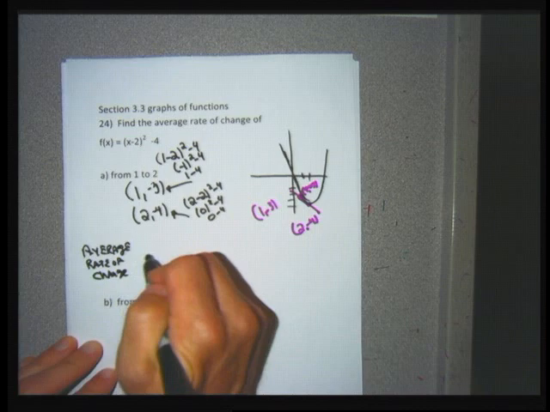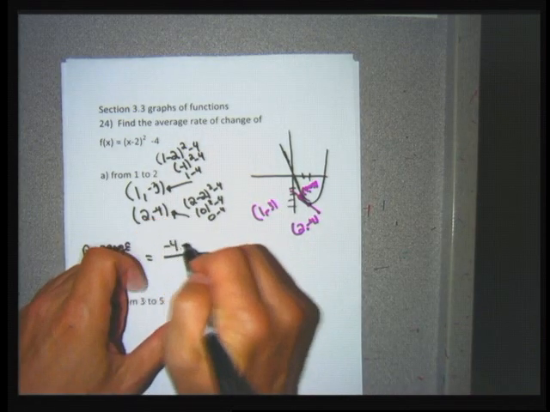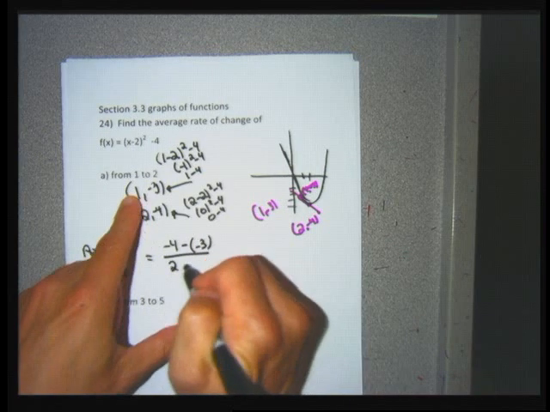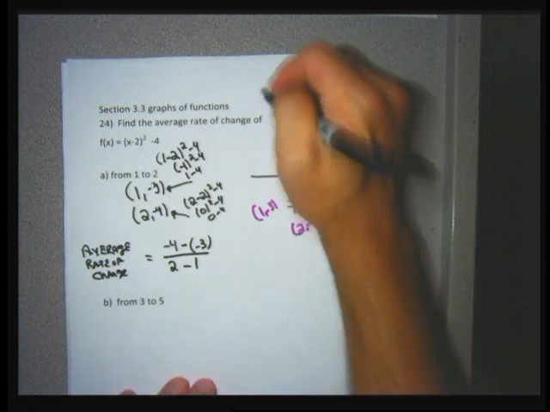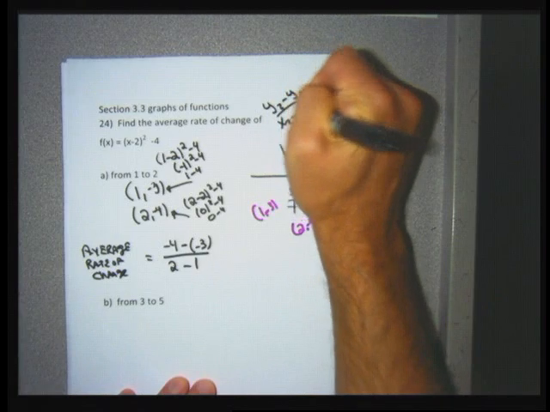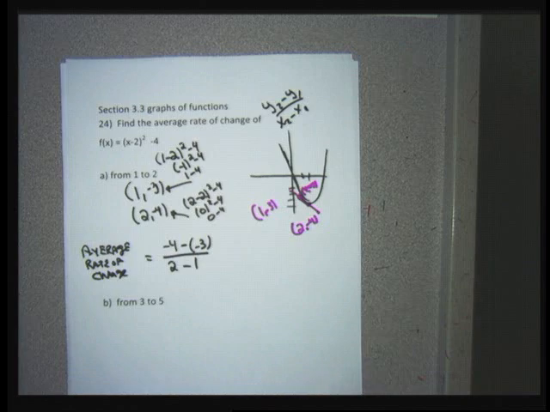I'm just going to use the slope formula. I'm going to go y2, which is negative 4, minus y1, which is negative 3, over x2, which is 2, minus x1, which is 1. Just using the slope formula now, which again I'll write down just in case you forgot: y2 minus y1 over x2 minus x1. So average rate of change is just the slope of a line, but it's a very special line. It's a line that connects 2 points on a curved graph, essentially.